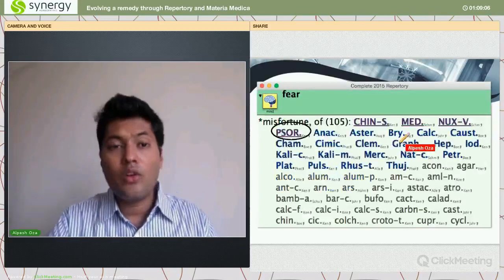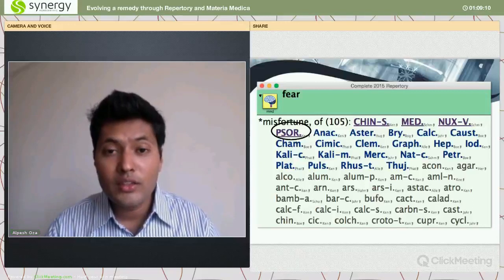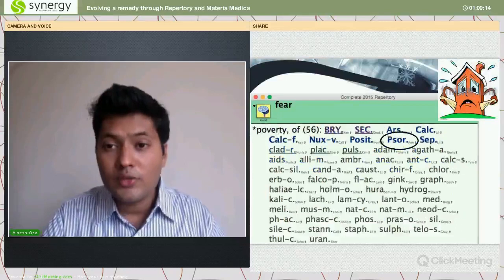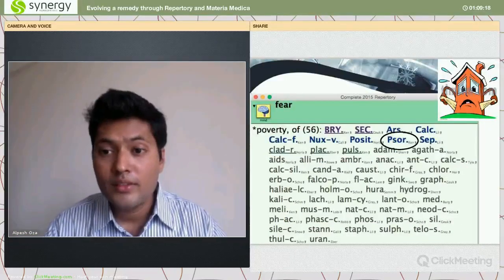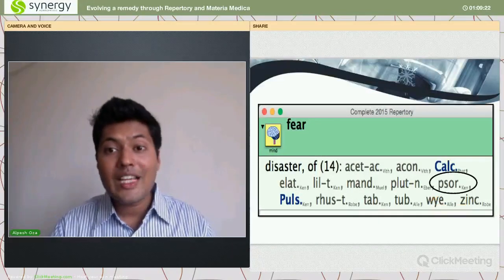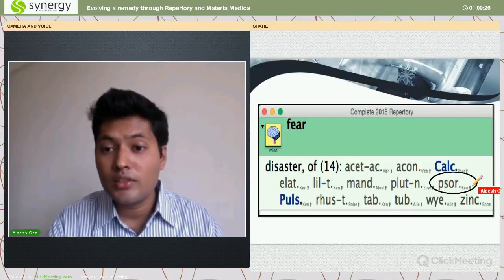Then we have a lot of fears. Fear about misfortune. Again, something will happen. He continuously has this fear. Then we see fear of poverty. Then we see fear of disaster. We see one of the remedies, Psorinum, here.